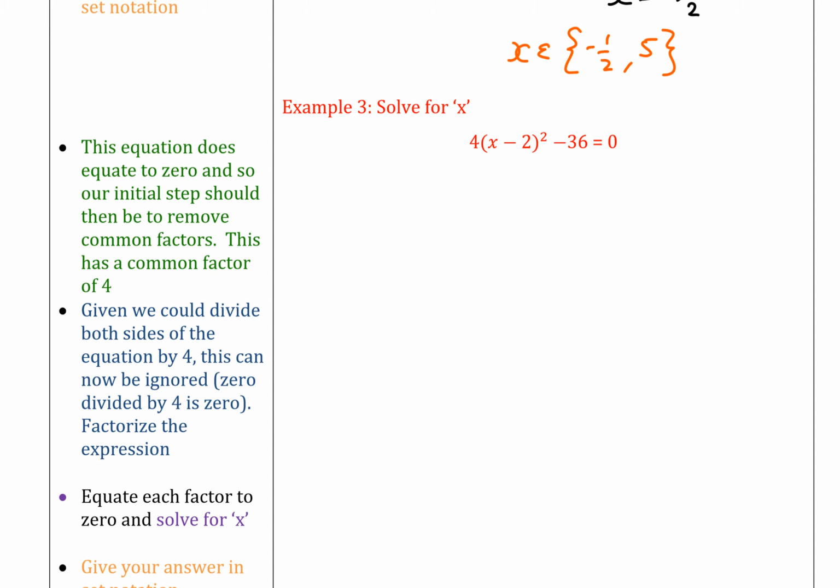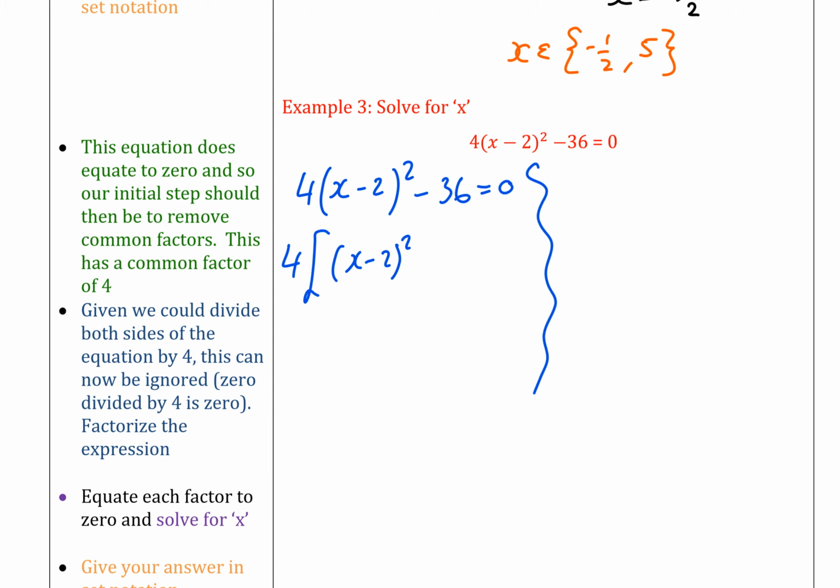Example 3, we have yet again a more difficult way to factorize this. Now we're going to do this two ways. If I'm thinking about factorizing, then I could take 4 out as a common factor. So if I took 4 out, I've got 4 times x minus 2 squared minus 9 equals 0. This is handy because it equals 0. If I divide both sides by 4, I'm left with x minus 2 squared minus 9 equals 0.